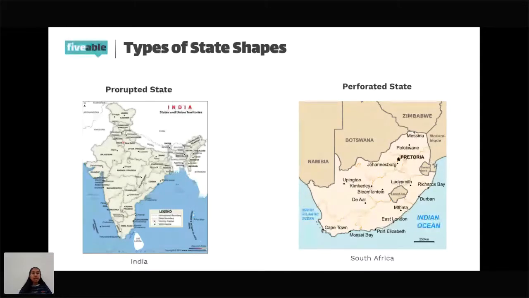What people usually get confused on is that the perforated state is actually the state that is surrounding, and the surrounded state, in this case Lesotho, is surrounded by the perforated state. So just keep that in mind.